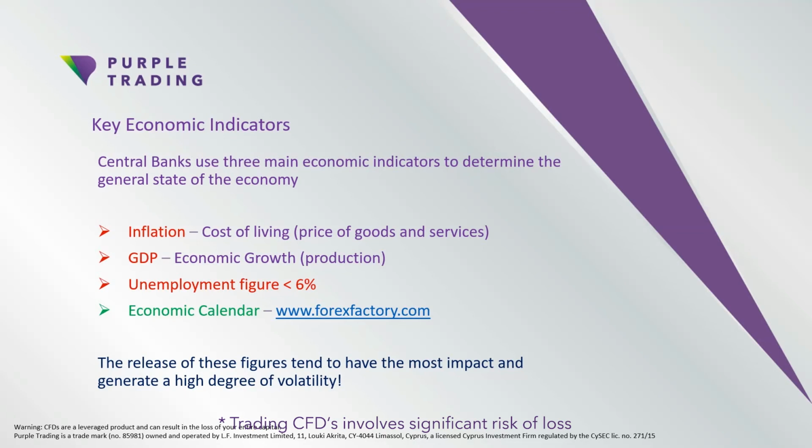Another key important indicator is GDP, or gross domestic product, and this is referring to economic growth. So a good economy, or a healthy economy, will rely on healthy economic growth. Production data, birth rate data, and so on and so on highly influence this indicator. And ideally, they would like unemployment to be less than 6%.